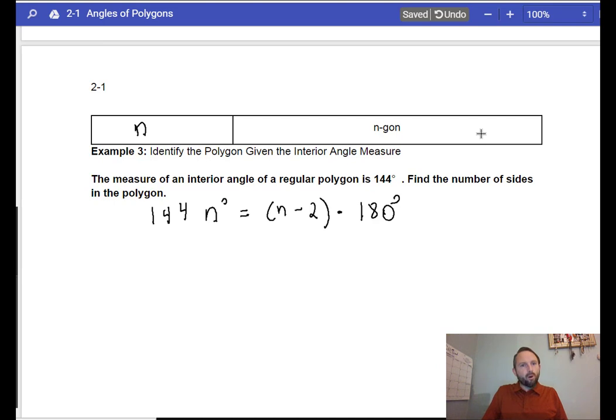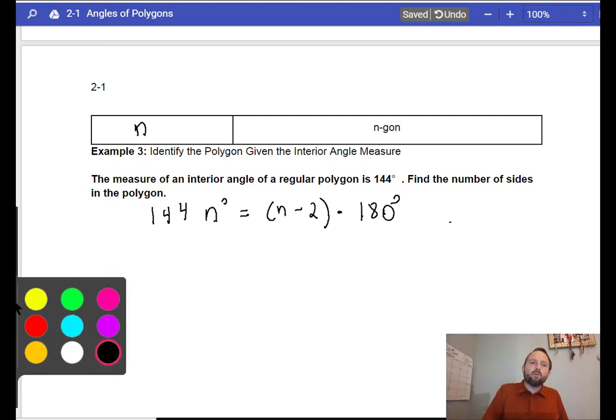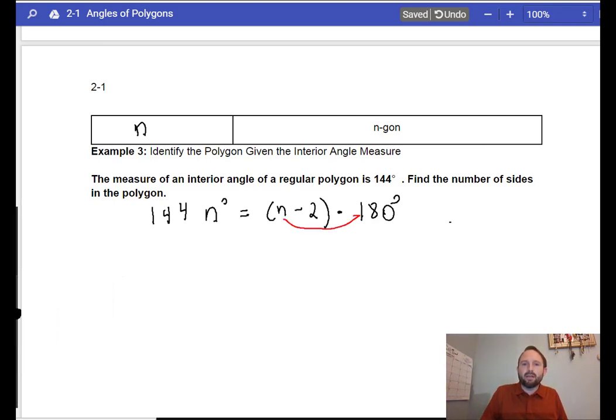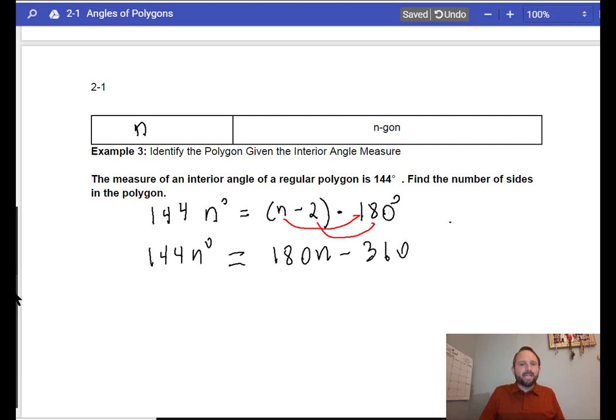But what if we don't know the total number? We just know one of the angles. Well, if we knew one of them, it'd be that times how many of them. So it's going to be 144 times n. So now all we have to do is simplify. We're going to use the distributive property and multiply this out to slowly solve for n. So I'm going to get 180n minus 360 is equal to 144n. Well, I want my numbers on one side, so I'm going to add 360 to both sides.